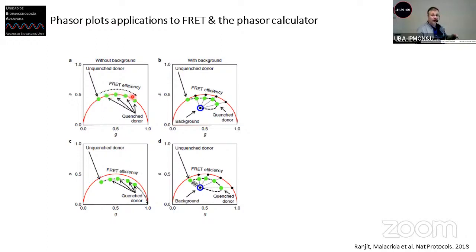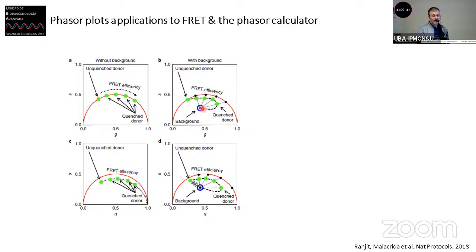And we learned from the phasor plot that when we have shorter lifetime, where will be the position? Well, toward the 1, 0, right? And this is true for single exponential decay, but it's also true for not single exponential decay, for a mixed fluorophore. That can happen. There are fluorescent proteins that are not single exponential decay, but still the quenching will go toward here. But the phasor plot gives you also another advantage.